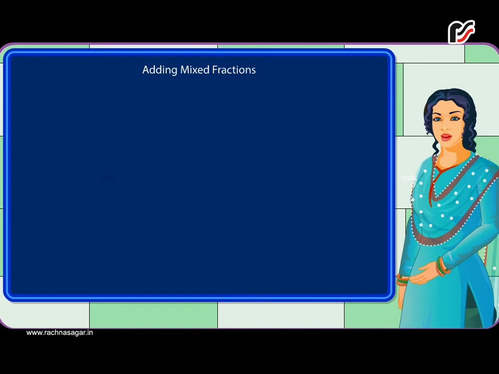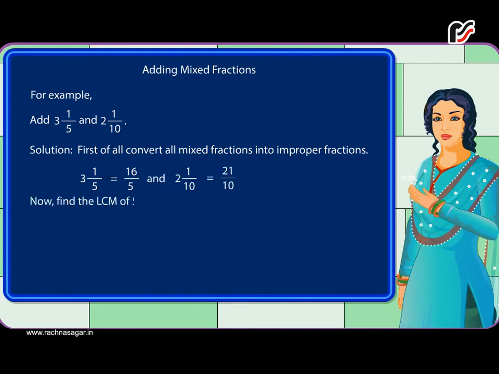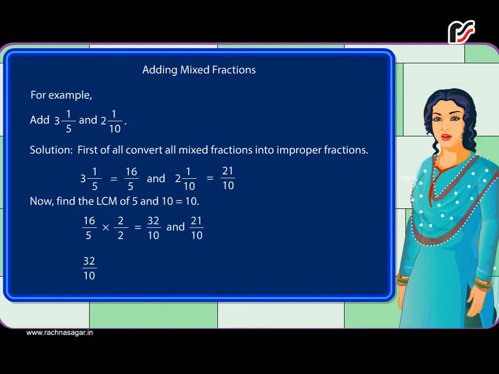Adding mixed fractions. For example, add 3 1 by 5 and 2 1 by 10. Solution. First of all, convert all mixed fractions into improper fractions. 3 1 by 5 is equal to 16 by 5 and 2 1 by 10 is equal to 21 by 10. Now, find the LCM of 5 and 10, which is equal to 10. 16 by 5 into 2 by 2 is equal to 32 by 10 and 21 by 10. 32 by 10 plus 21 by 10 is equal to 53 by 10, which is equal to 5 3 by 10.